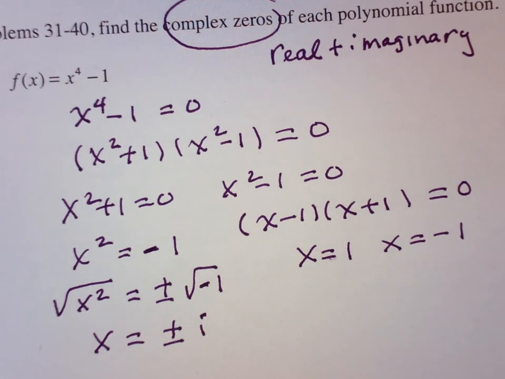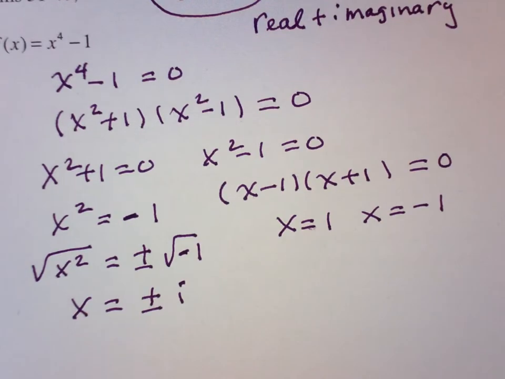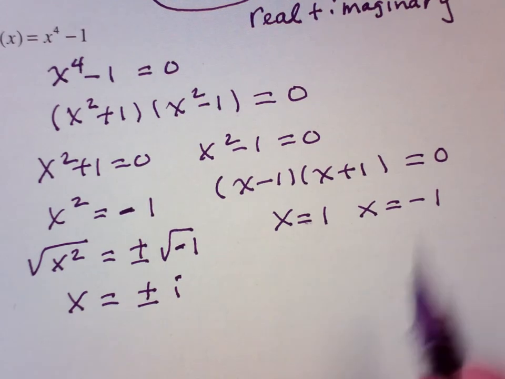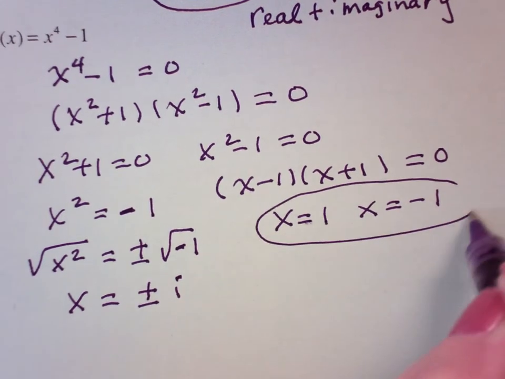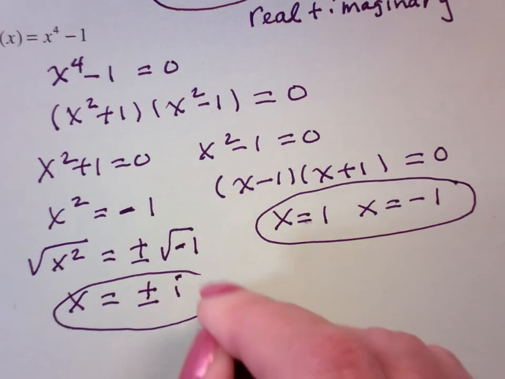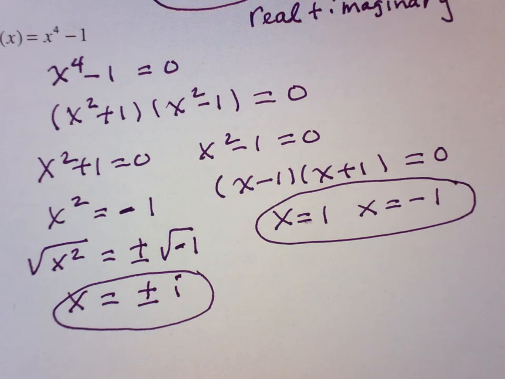This is degree 4. I would expect to have 4 zeros, not necessarily unique, and I do have 4. I have x equal plus or minus 1, that's 2 of them, and I have x equal plus or minus i, that's 2 of them.